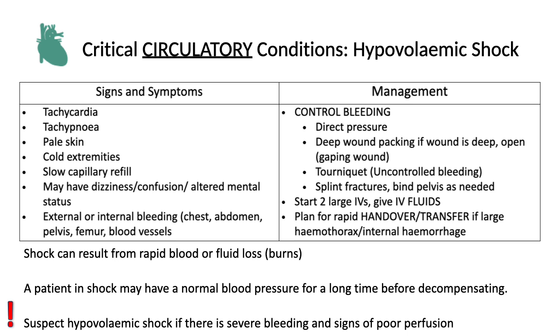plan if you can do it in your facility. For chest bleeding, you need to put in a chest tube. For the pelvis, you do a pelvic binder, and for internal abdominal bleeding, sometimes they need to go for exploration.